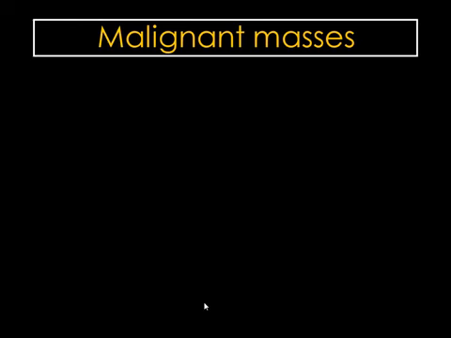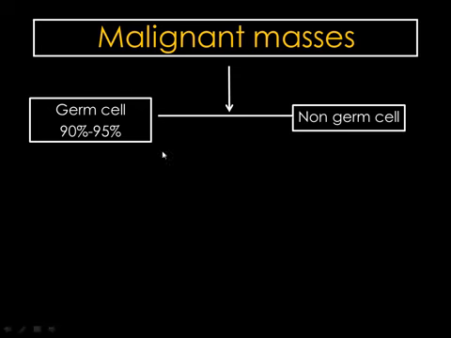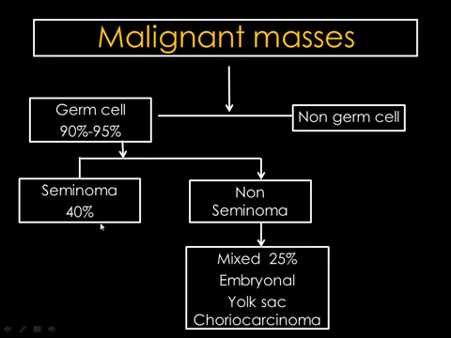In general, testicular tumors are divided into germ cell and non-germ cell tumors. Germ cell tumors constitute 90 to 95% of intratesticular primary tumors. It is subdivided into seminomas and non-seminoma tumors, with seminomas constituting 40% of germ cell tumors. Mixed embryonal cell tumors and teratocarcinomas are the most common non-seminoma neoplasm, constituting 25% of germ cell tumors. Other non-seminoma neoplasms include yolk sac tumors, choriocarcinomas, teratomas, and various combinations of these cell types.